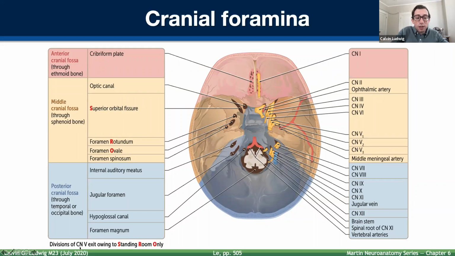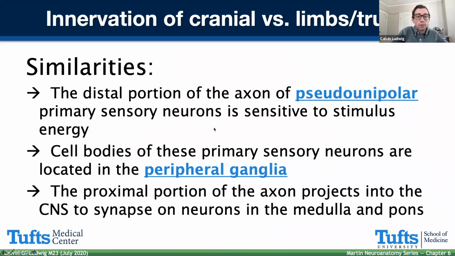There's this nice mnemonic here, cranial nerve 5 exits: V1, standing room only, SRO, superior, rotundum, ovale. So it's a pretty cool way to do it. I won't go through the other ones, but this is one thing that was in the text that I wasn't able to get directly from the text.